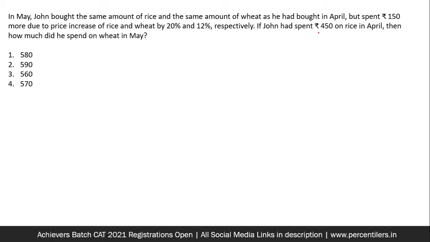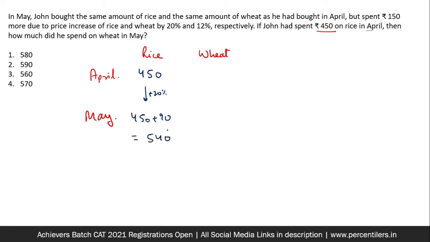We have been told that John spent 450 rupees on rice in April, May, rice and wheat. So on rice, he spent 450 rupees, then 20% increased. That makes it 450 plus 90, which is 540. 90 has been the increase. The total increase has been 150, clearly mentioned, which implies that on wheat, the increase was 60 rupees. Increase here was 90 to make a total increase of 150. Here the increase should be 60.